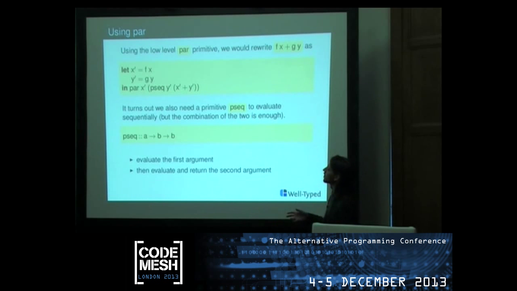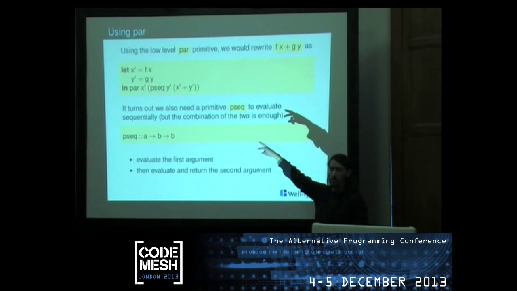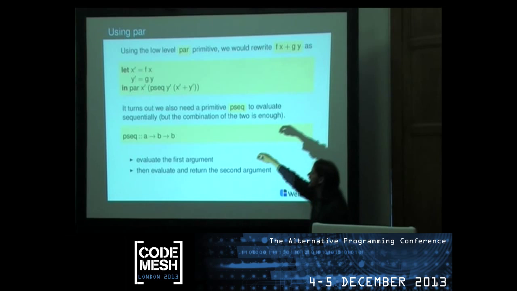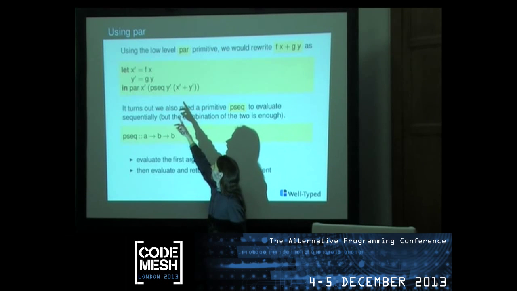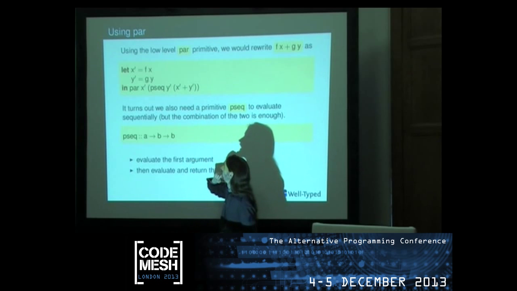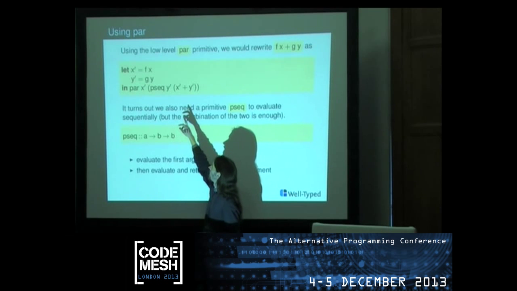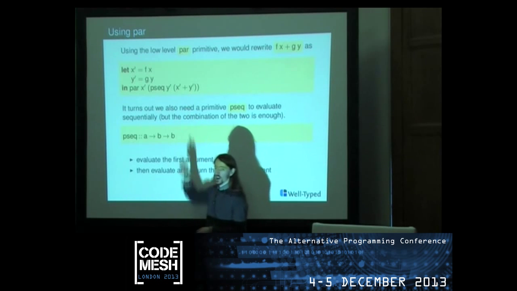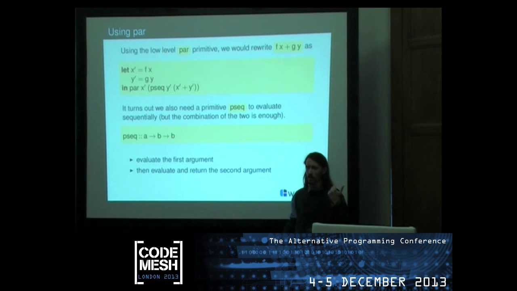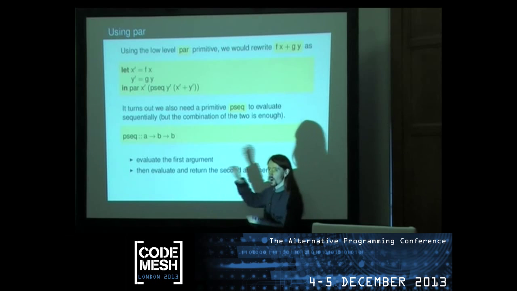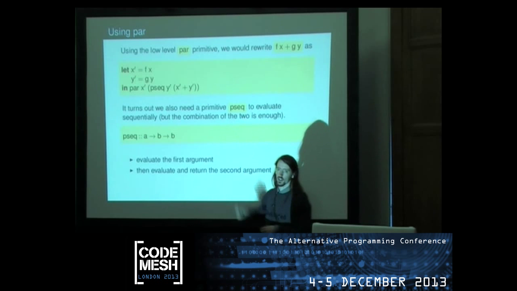And that turns out to be important because remember I said both x prime and y prime are unevaluated. If we didn't have the pseq, there's no ordering on which of these should be evaluated first. So the compiler might decide to start evaluating x prime in this core, and that would be a bad thing because x prime is supposed to be evaluated in another core. We want to evaluate y prime on this core, so we have to say that.